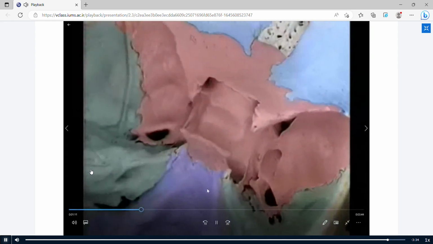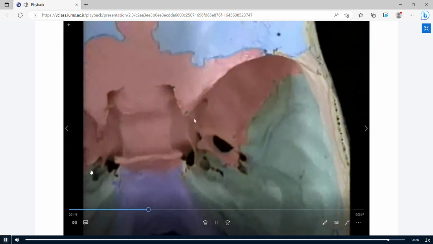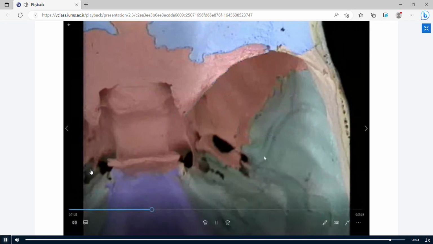The lesser wing, which is the highest part of the sphenoid bone, forms the sphenoid ridge. The sphenoid ridge is the border of the lesser wing, and it separates the anterior cranial fossa from the middle cranial fossa. The underside of the lesser wing forms this small but important part of the back of the orbit.